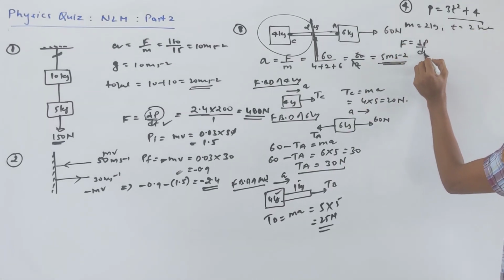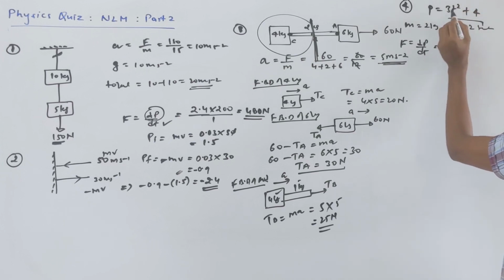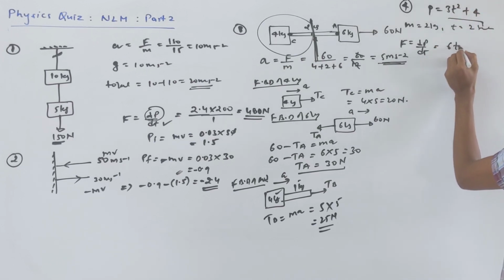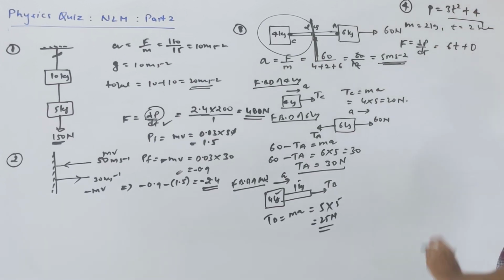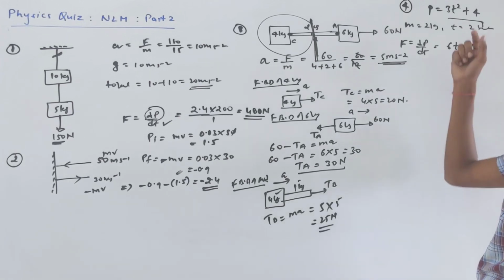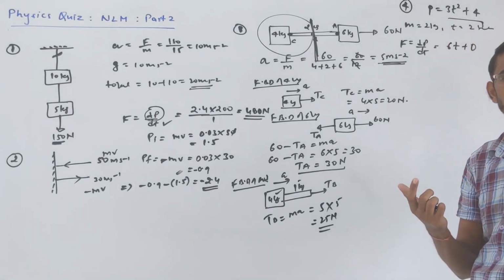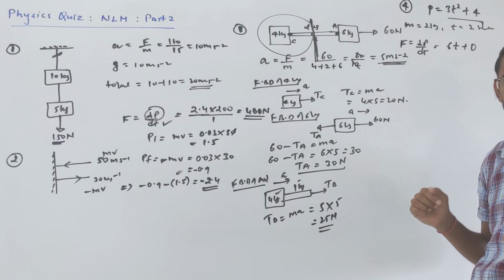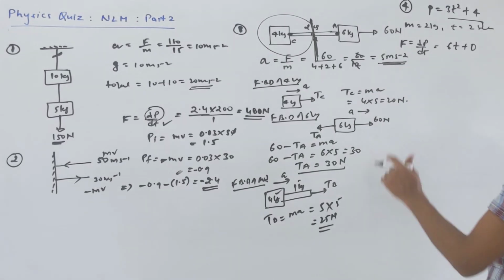You know momentum, so force is nothing but dp by dt, right? Differentiate this term. What is the answer? 3t square becomes 6t. 4 becomes 0. Correct? If you don't know differentiation and integration, I will teach you at the end of this chapter. Till then, please cooperate.